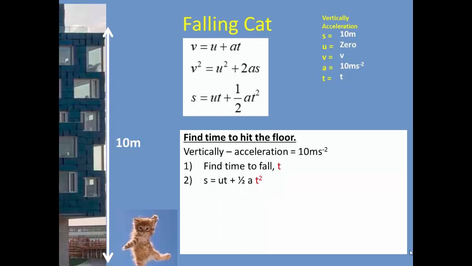S equals ut plus half at squared. Now you know that u is equal to 0, so ut disappears. So s is equal to half a t squared. You know that a is equal to 10, so half of a is 5. And the distance s is 10, so t squared is equal to 2. So we need to find the square root of t squared, in other words, the square root of 2 to get t. And that's 1.41 seconds. It takes 1.41 seconds for the poor cat to hit the floor after the nasty students threw it from the roof.